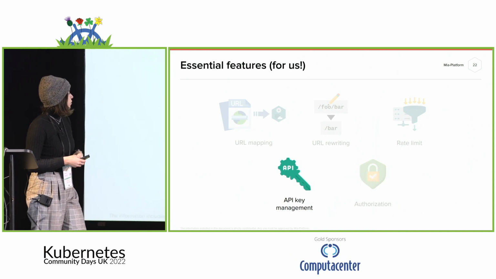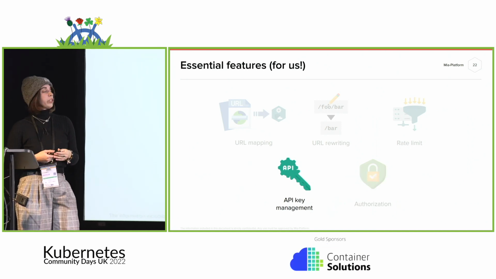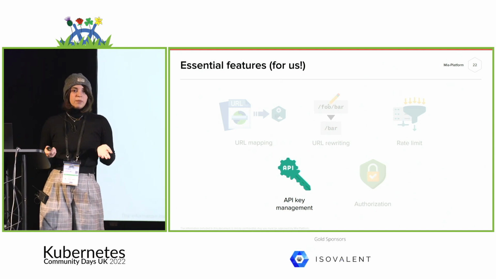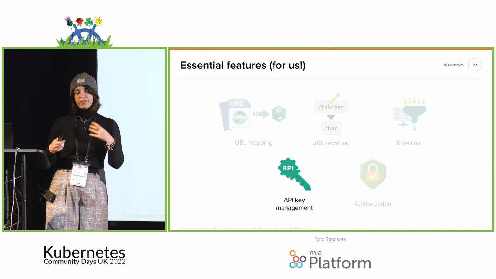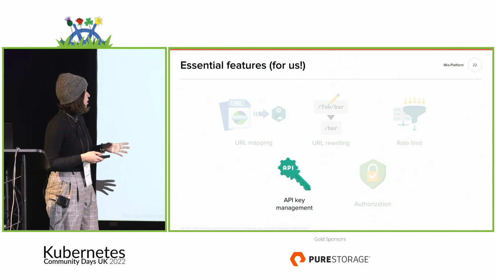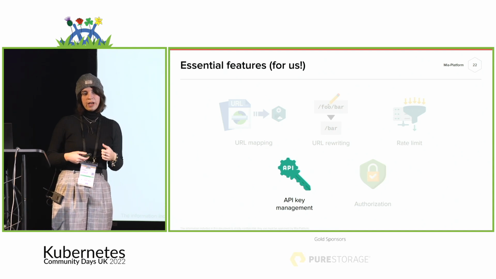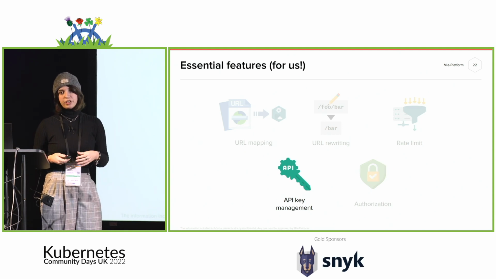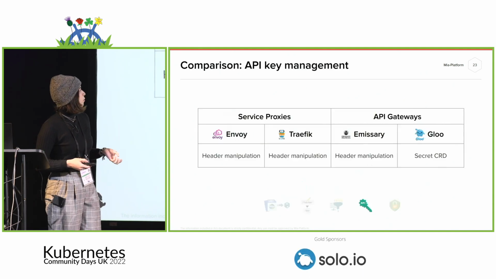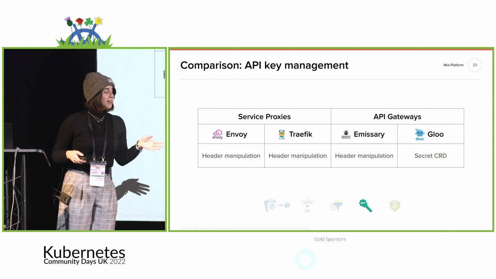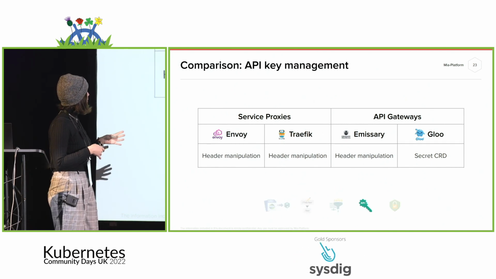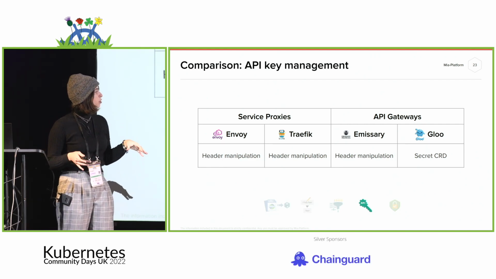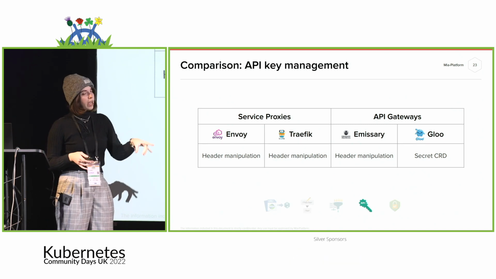Then let's get to another essential feature, at least it was essential in our use case, which is API key management. An API gateway should be able to handle all the definition and the application of secrets. So it should be able to extract secrets from either a header or a cookie and to perform some logic on it in order to apply these secrets on the correct routes. So as far as I'm concerned, from my experience, I realized that it can be implemented. It's a little bit tricky, but it can be implemented through header manipulation, both in Envoy, Traefik and Emissary.